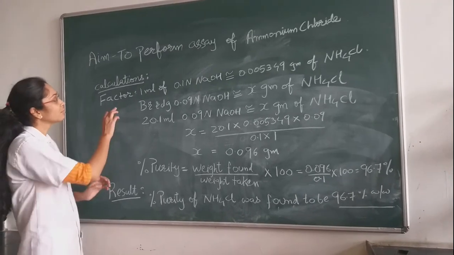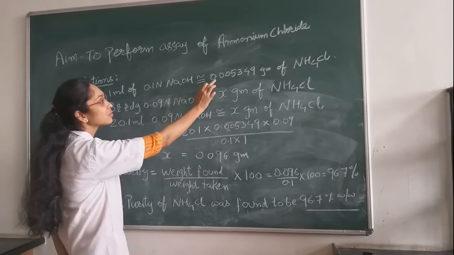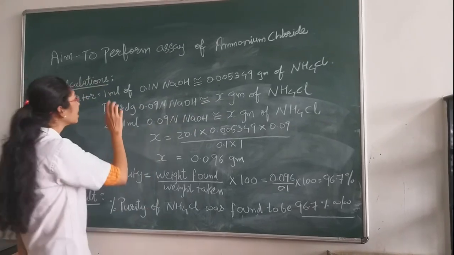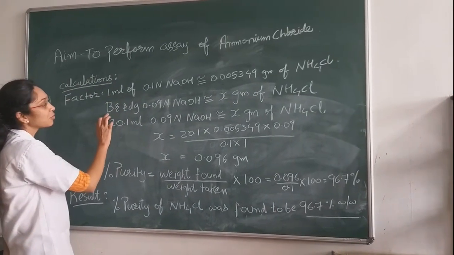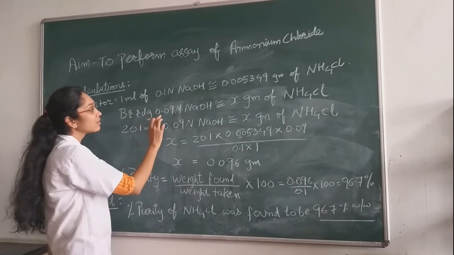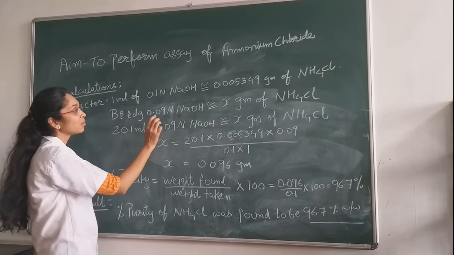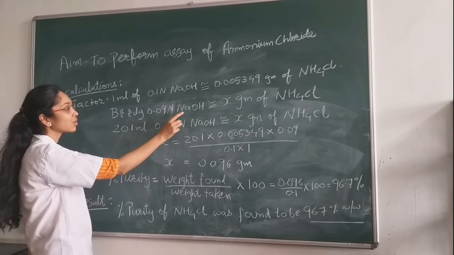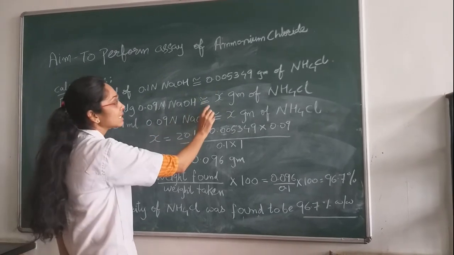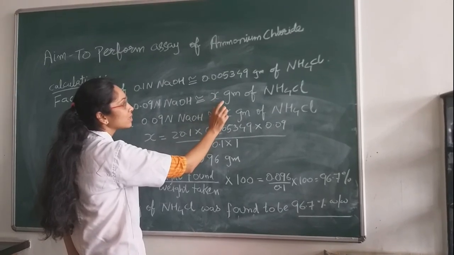So now we will again write the factor. 1 ml of 0.1 normal NaOH is equivalent to 0.005349 gram of NH4Cl. So instead of 1 ml we are going to put our burette reading here. Instead of 0.1 normal we will keep the normality which was found by standardization. So by standardization normality of NaOH was found to be 0.09 normal is equivalent to, now we have to find this quantity. How much gram is present in our sample.